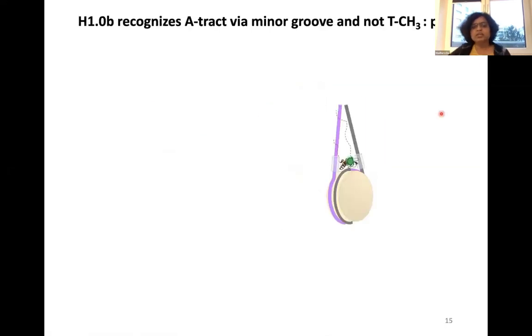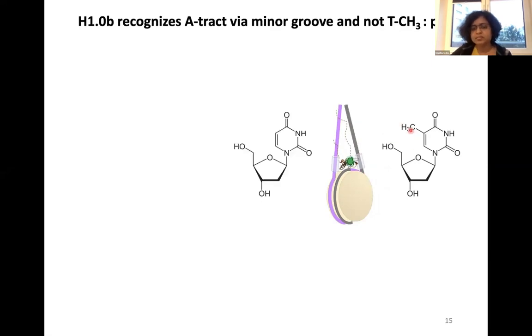So in order to prove that our linker histone does not recognize thymines via its methyl group, I built a special kind of nucleosome that had A tracts on both the purple and the gray arms. But the difference is that this gray A tract was complementary to thymine, and this purple A tract was complementary to deoxyuracil. The difference between these two is the methyl group. So the gray arm now has methyl groups. The purple arm does not have methyl groups.